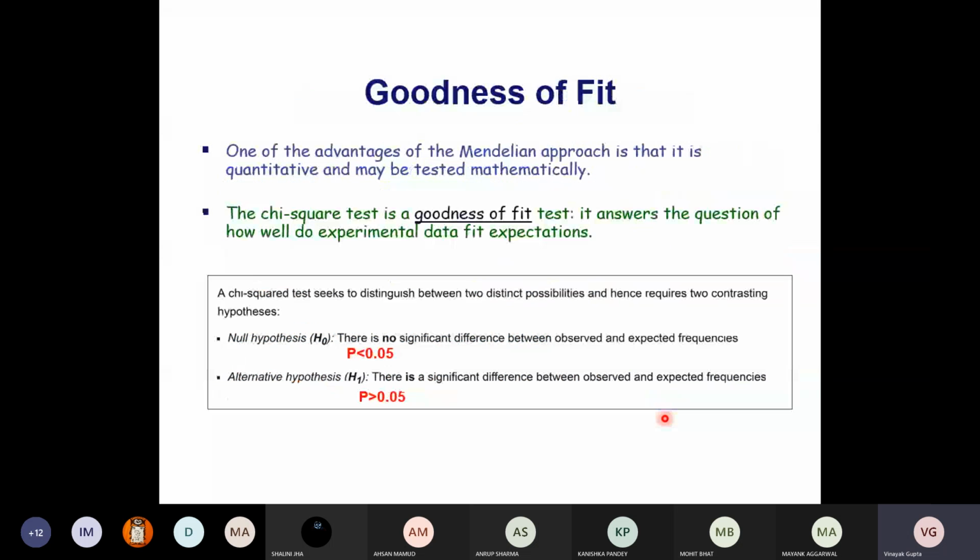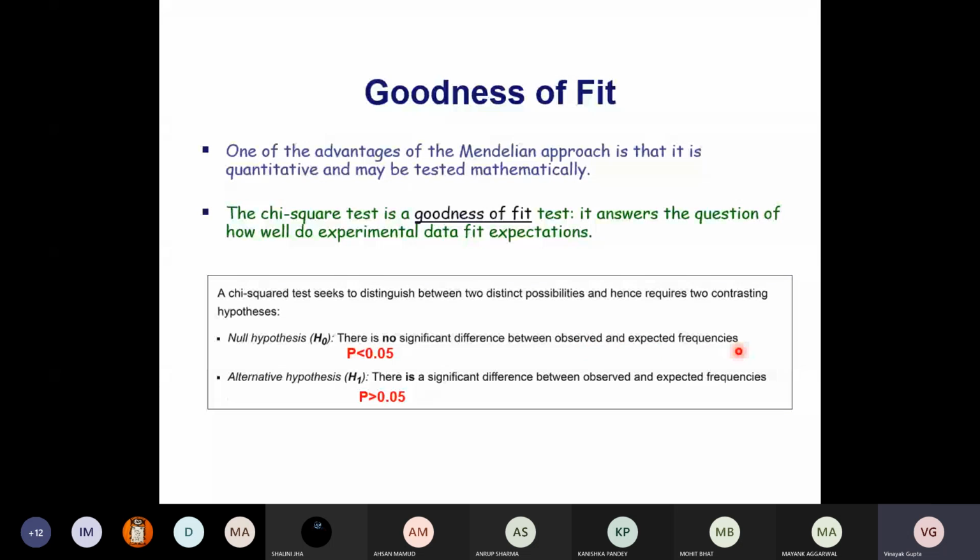Another name which is given to this test is goodness of fit test. Because here we are going to get quantitative data, this test is developed to test the hypothesis. So here we are going to make our null hypothesis that there is no significant difference between the observed value, what you have actually in your question, and the expected frequency. There are two terms, observed and expected.